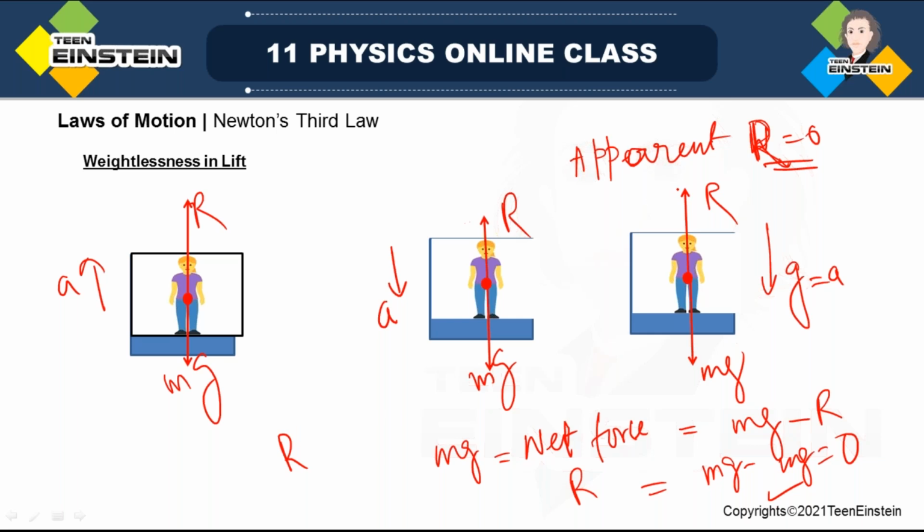So that's why, if the rope of the lift is broken, then this situation will happen. There will be no weight for us. We'll be feeling ourselves weightless, and eventually you may not be able to stand on the ground of the lift itself. You will just move up, because of this weightlessness.